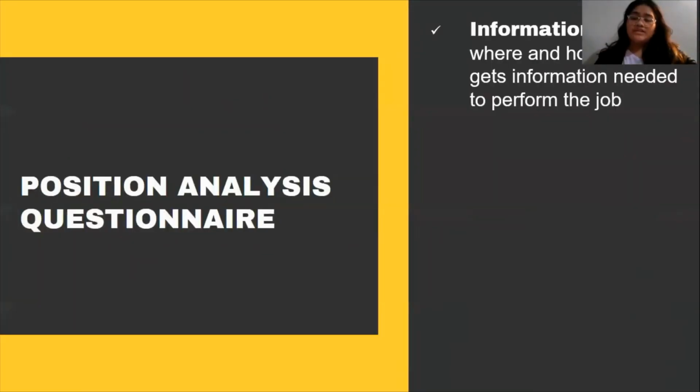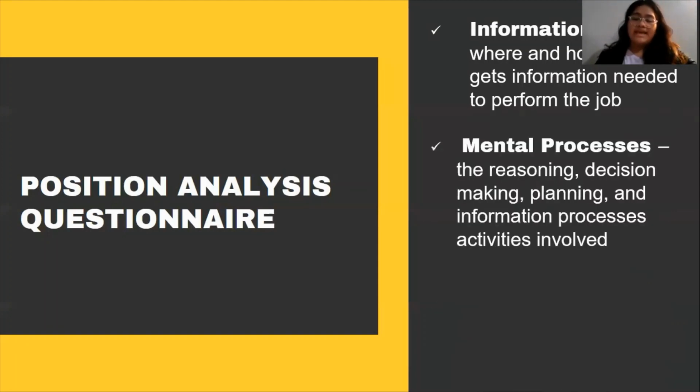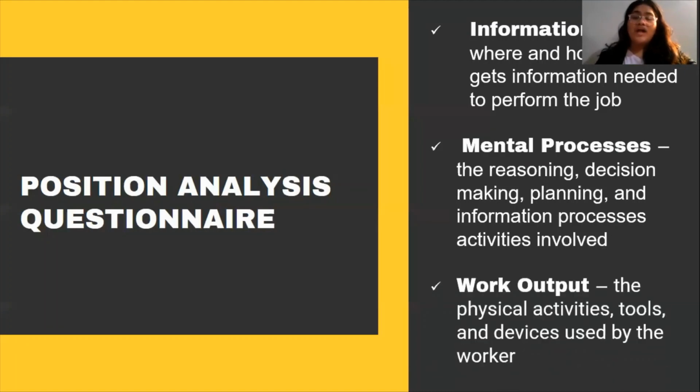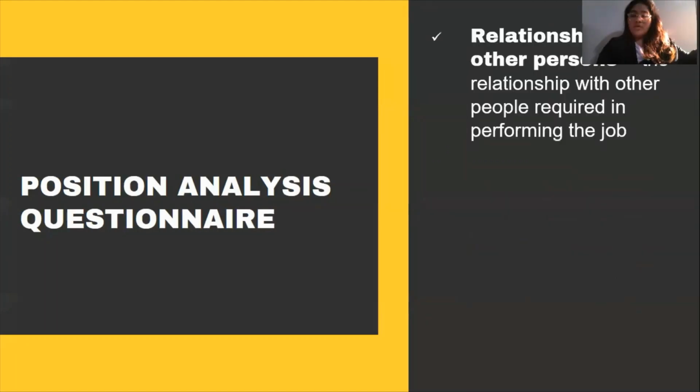First, information input, where and how a worker gets information needed to perform the job. Second, mental processes, the reasoning, decision-making, planning, and information processing activities involved. Third, work output, the physical activities, tools, and devices used by the worker. Fourth, relationships with other persons, the relationships with other people required in performing the job.